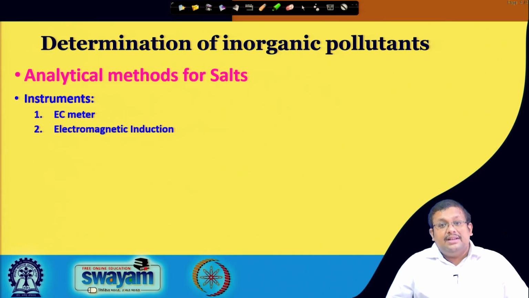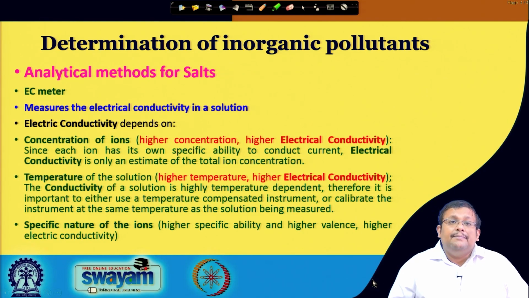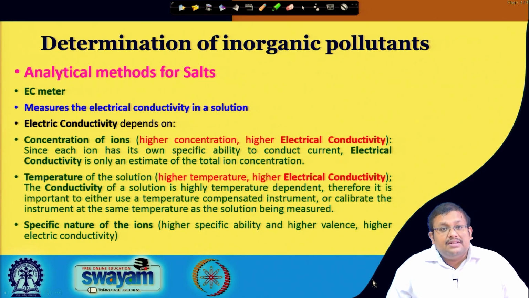One is through electrical conductivity meter or EC meter, and the second method is electromagnetic induction method. So, we are going to discuss both of them. So, let us start with the EC meter or electrical conductivity meter. Now, this EC meter is an instrument which basically measures the electrical conductivity in a solution.